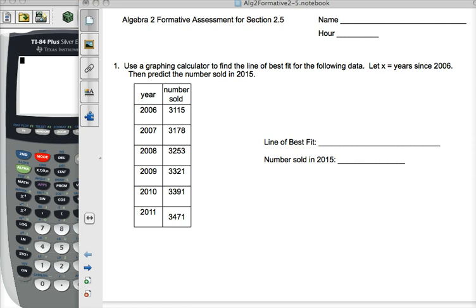when it says line of best fit, you're just coming up with an equation, a linear equation, y equals mx plus b. And then we're going to use that equation to come up with some predictions. In this case, we're going to come up with predictions for the number of something that was sold in 2015.